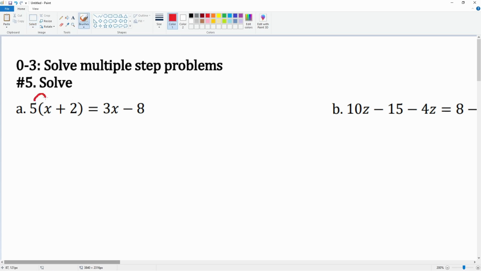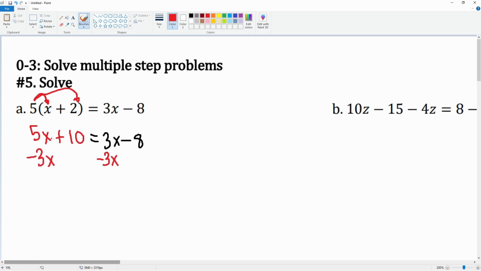So 5 times x gets you 5x. Follow the arrow. 5 times 2 is plus 10. Everything else remains the same, so you bring down the equal sign, you bring down the 3x, you bring down the negative 8. Now you want the variable on one side and the constant on the other side. Always move the smaller variable. So you have 3x and you have 5x. The easier one to get rid of is the 3x. So we're going to subtract 3x to both sides.